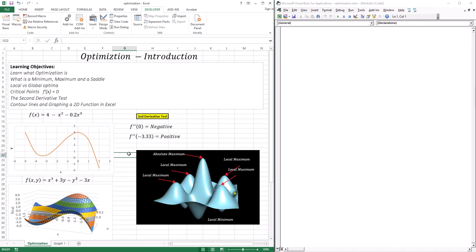Now, in the next lesson we're actually going to go into how to solve this function and this function analytically to find the maxima and minima quantitatively, before we actually go into the numerical methods of solving optimization problems.